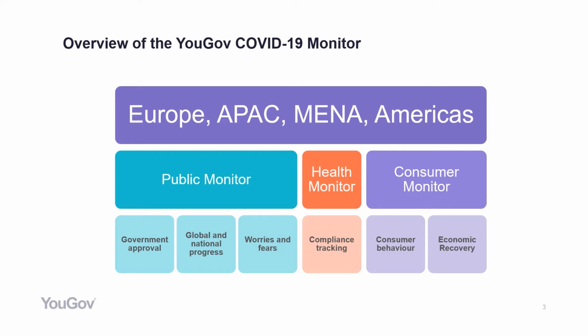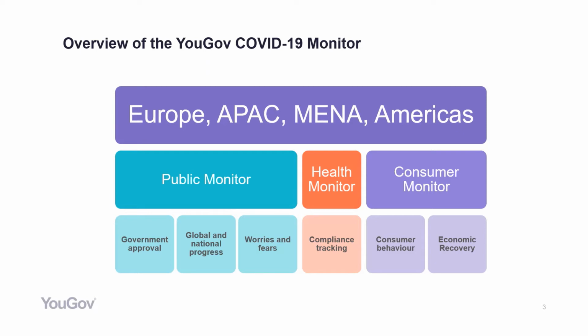The public monitor looks mostly at the public's opinion around the COVID-19 pandemic, especially when it comes to how the government have dealt with the pandemic, support for different government measures, fears and worries, and so on. And the aim of this product is basically to put as much data out there to the public for free, and all of the results are available for free on our website.